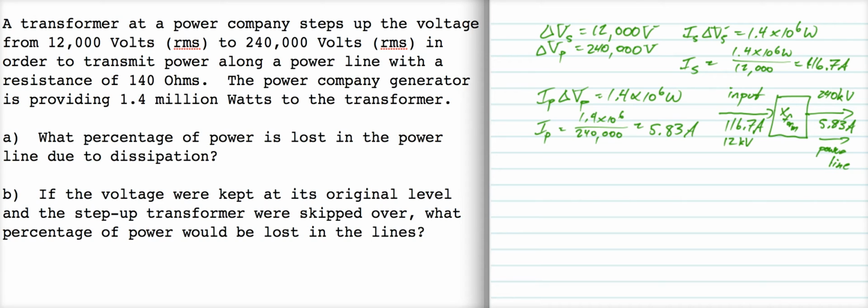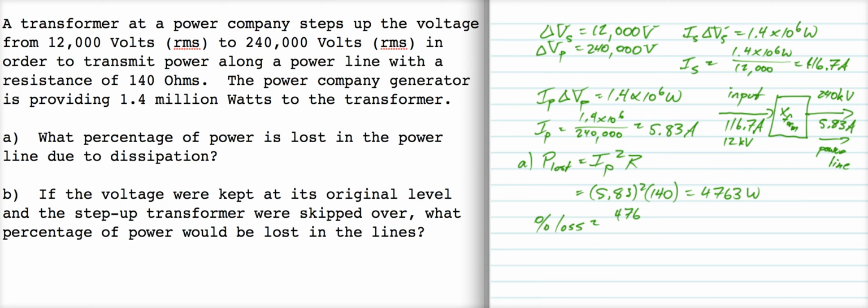And we want to know what is the percentage of power lost in the lines due to dissipation for part A. So the power lost in the power line is equal to that primary current squared times the resistance in the power line. So that's 5.83 squared, and the resistance in the power line is given to be 140 ohms. So that's 4,763 watts. Now the percentage loss is going to be that 4763, which is lost, divided by the input, 1.4 million, and then we multiply by 100 to get a percentage, and that's 0.34%.